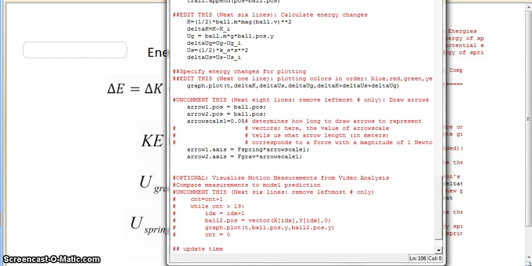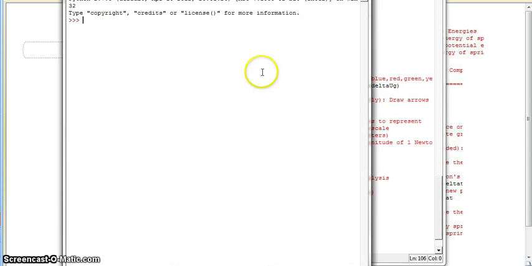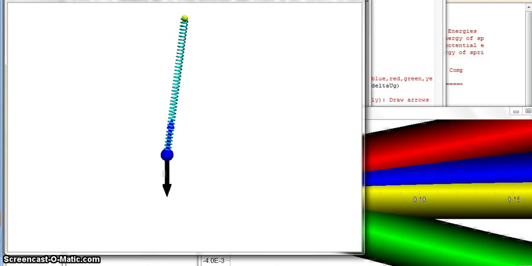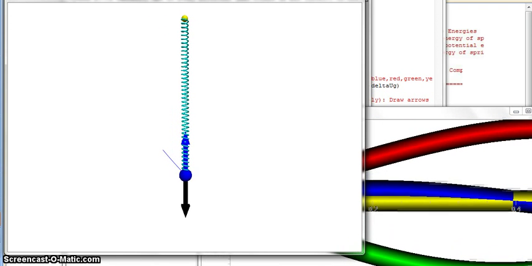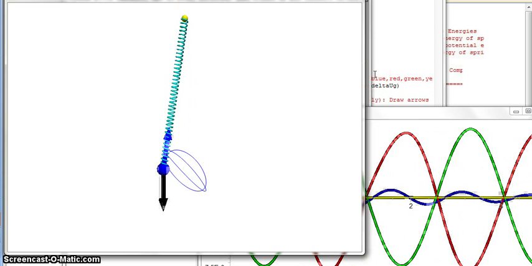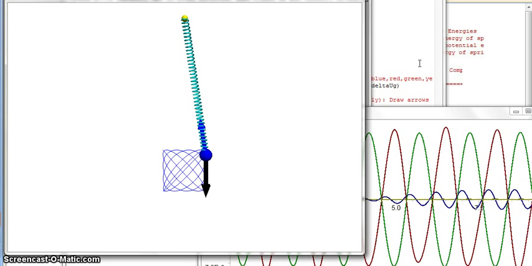I will now run the model. Here's the output when the model is run. The blue arrow represents the spring force and the black arrow represents the gravitational force. The blue ball represents the spring mass.